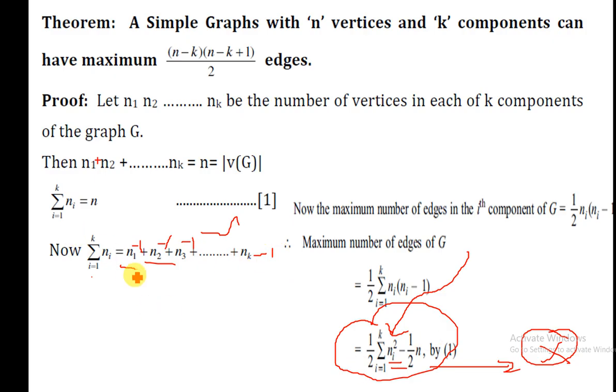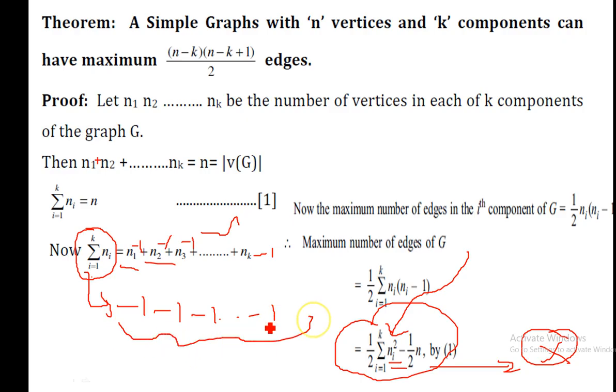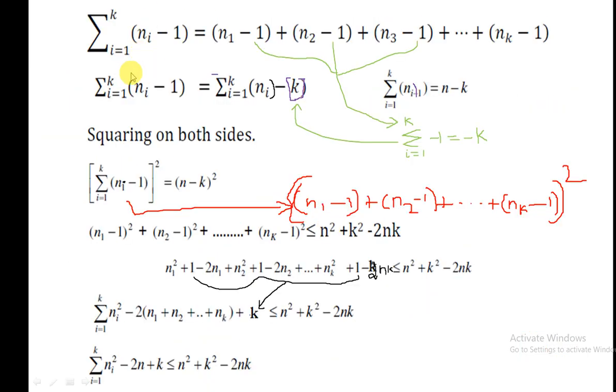Then similarly, I want to remove one from the left hand side also. So how to remove one from each component? Here there are k components, be careful: minus 1 for the first component, another 1 for the second component, another 1 for the third component, and so on. Kth component, another 1. So how many 1s are there? Minus 1, minus 1, minus 2 and so on. How many 1s? k ones. So the value is minus k. What about the values? This value is ni.